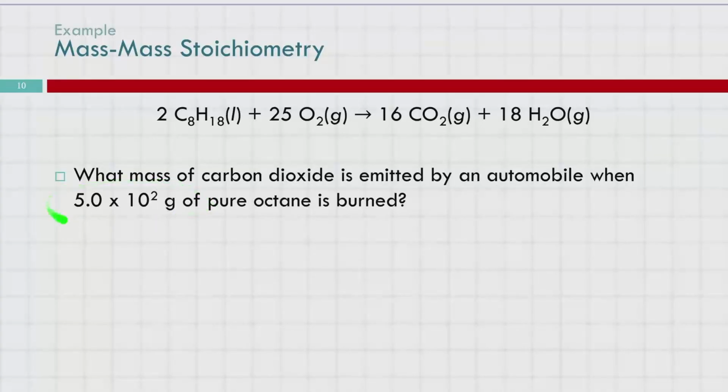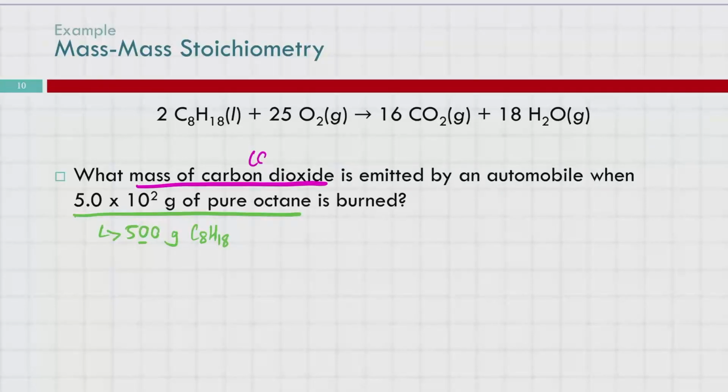That's great. What mass of carbon dioxide, so we're finding mass of carbon dioxide, is emitted by an automobile when 5.0 times 10 to the 2 grams of pure octane is burned? This is basically just 500 but with 2 sig figs. And our octane is C8H18. Carbon dioxide has that di prefix, meaning it's a molecular compound, 1 carbon, 2 oxygens.